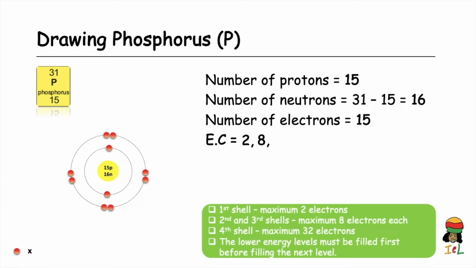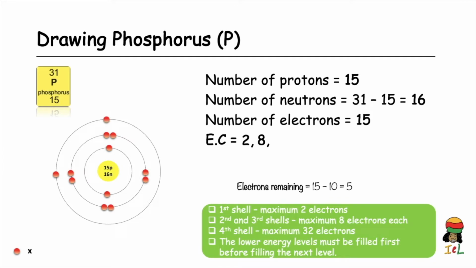At this point, we have arranged a total of 10 electrons, 2 on the first shell and 8 on the second shell. As a result, we still have 5 electrons of the 15 to be placed on a shell. Once again, since the second shell is full, that is, it contains its maximum number of electrons, which is 8, and there are still 5 electrons yet to be arranged, we can draw a third shell. The third shell, as we know, can hold up to 8 electrons. Since we only have 5 electrons remaining, which is less than the capacity of 8 electrons, we can draw all 5 electrons on the third shell.